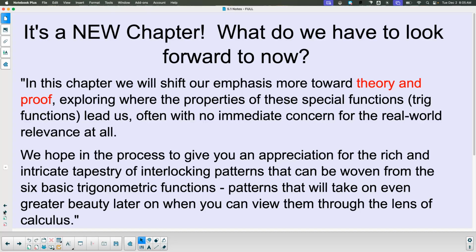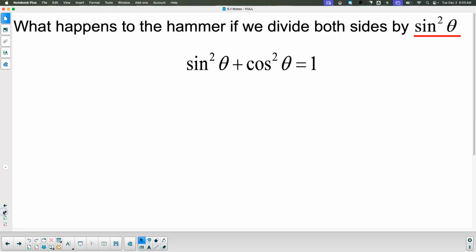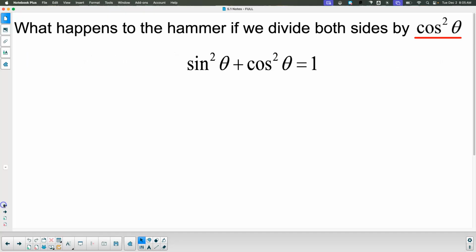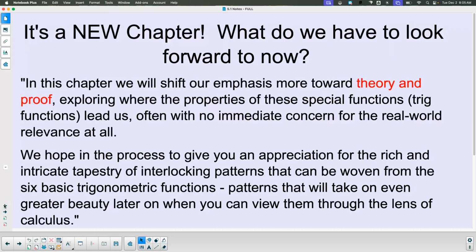What I mean by that is, I cannot say today where you are ever going to use secant of negative x times cosine of negative x. That's not my worry today. I'm not worried about where you're going to use this in life. I'm worried about the theory and the finding and the mathematics behind simplifying that today.